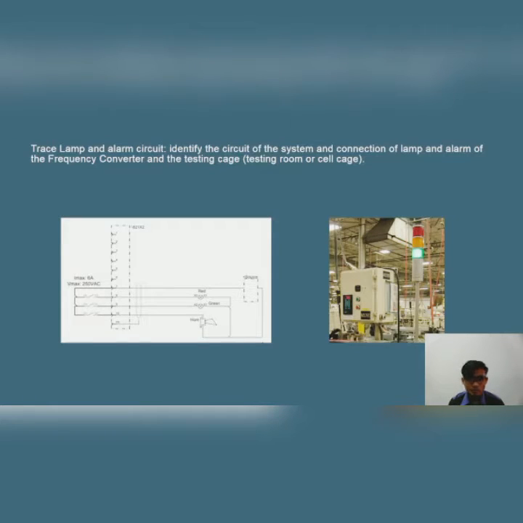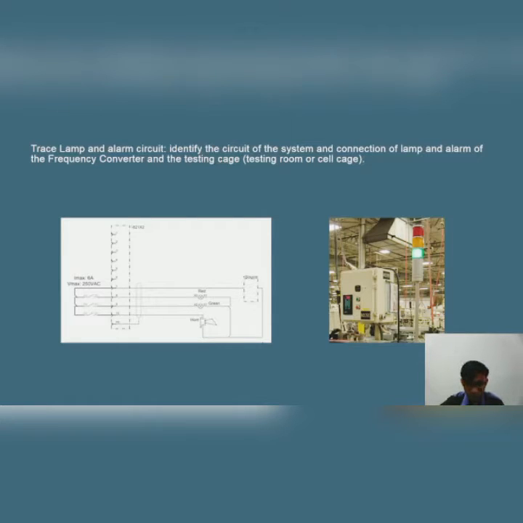For the trace lamp and alarm circuit, to identify the circuit of the system and condition of the lamp and alarm of the frequency converter, and the testing cache, testing room or cell cache. First, this is the circuit diagram for the lamp and alarm circuit. Then for the description, stack lights are used in similar applications as beacon lights or strobes. The information they typically display encompasses more machine or process condition. Stack lights typically use incandescent, LED, or xenon type strobes as their illumination source.